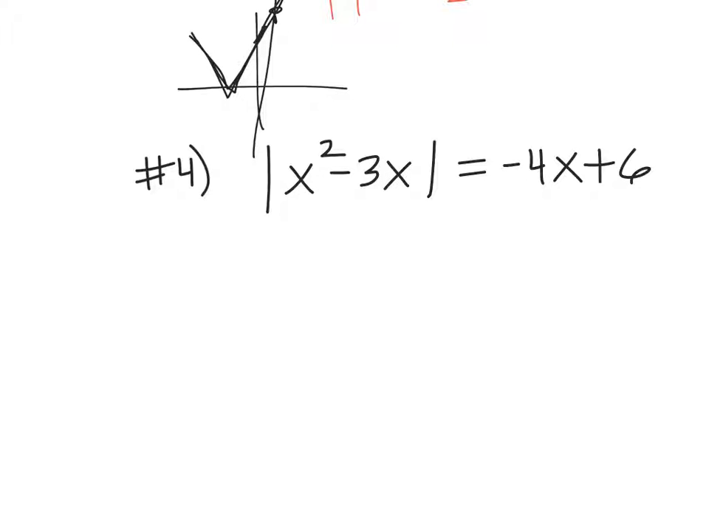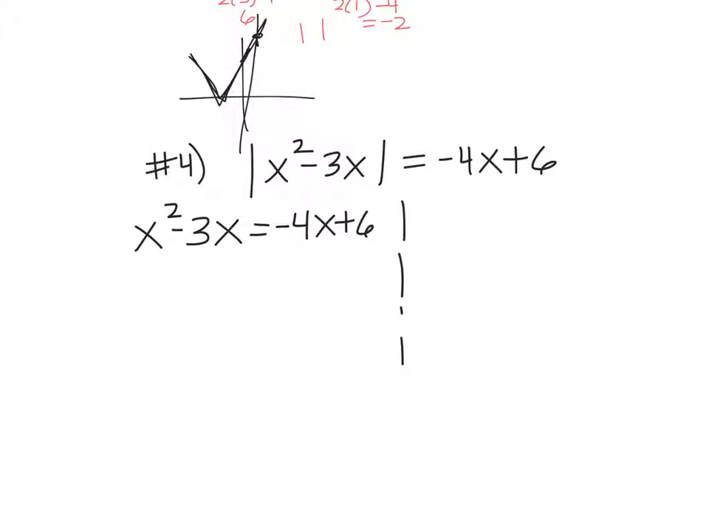All right. So for this problem, there's a squared inside of here. You haven't done that before. So let's go ahead and see what that looks like. You're going to set it up the same way. The stuff on the inside is going to equal the positive of that, and the stuff on the inside is going to equal the opposite. So here we go. We've got x squared minus 3x can equal negative 4x plus 6. Or x squared minus 3x equals 4x minus 6, the opposite.